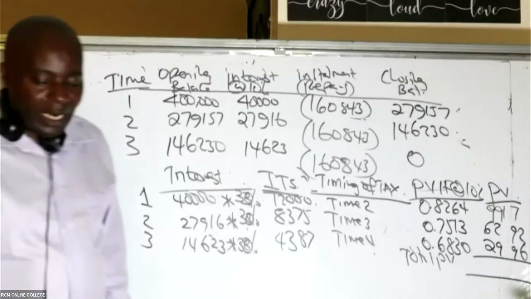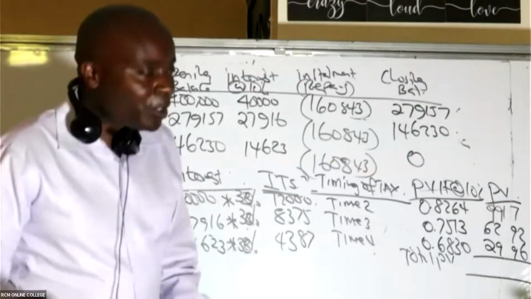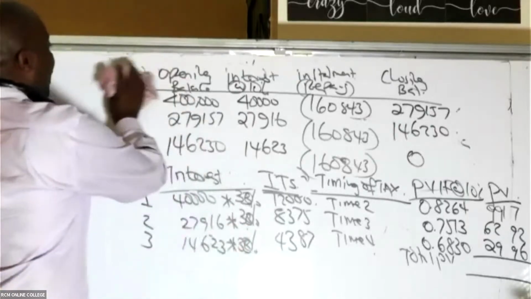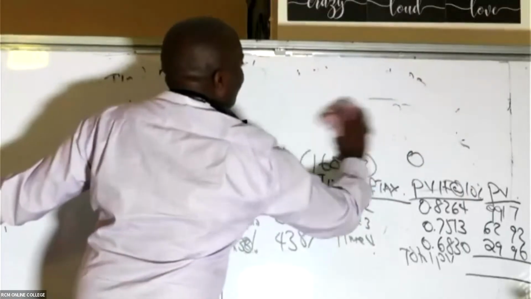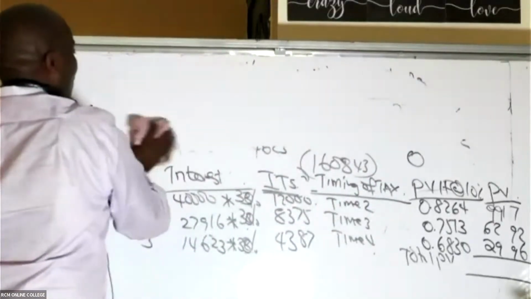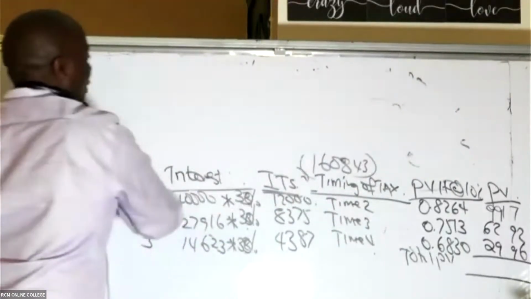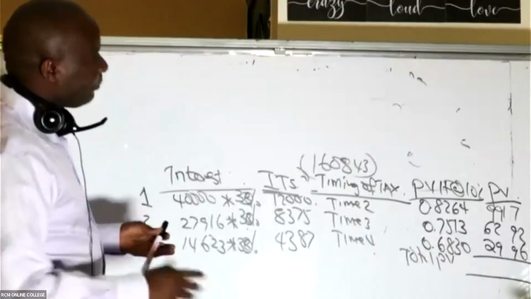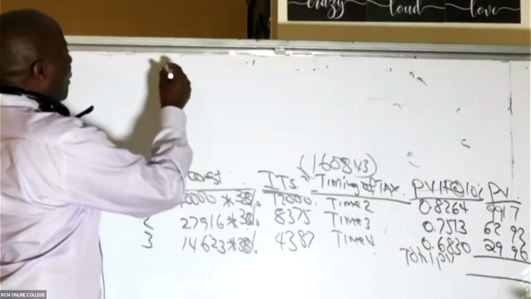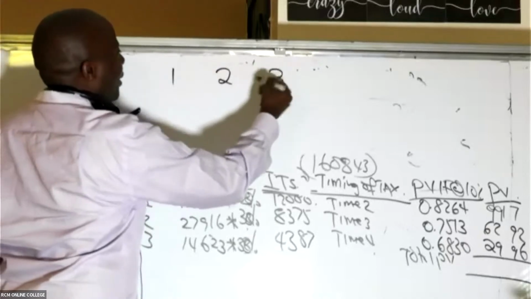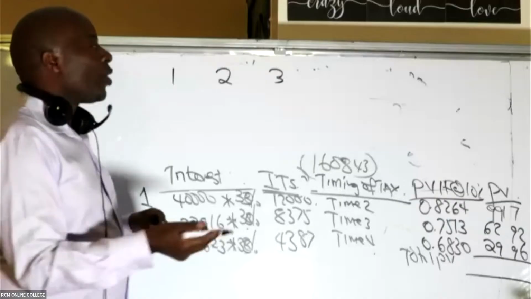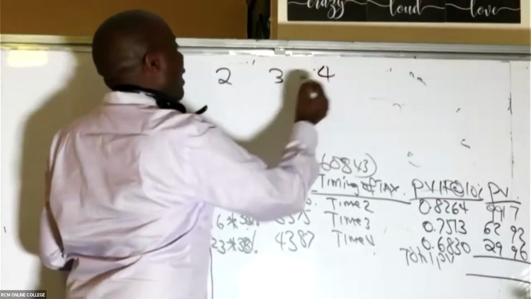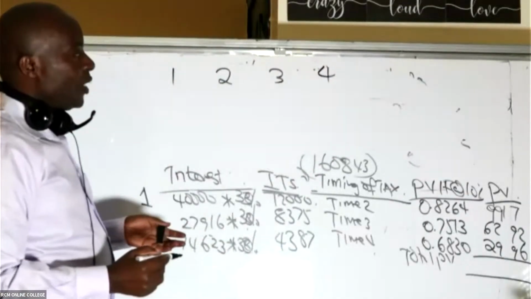You can see what Alango wants me to do. Alango wants me to take this old approach of mine, which is still good enough. So we have our 3 years, 1, 2, 3. But because of the 1 year tax in arrears, we are going to give birth to year number 4, a new year.